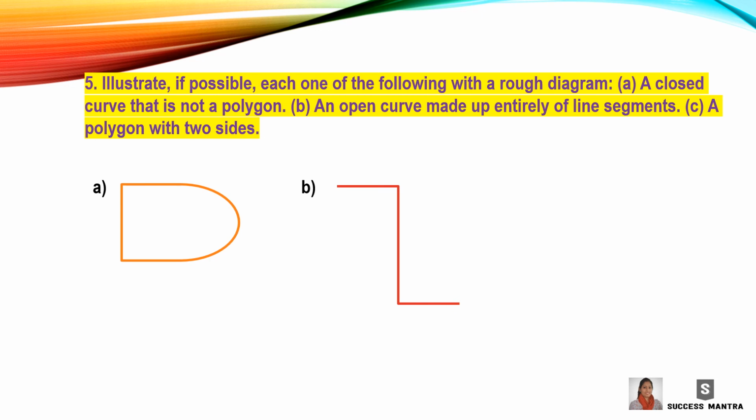Now the third question is to draw a polygon with two sides. We know that a polygon cannot be drawn with two sides. It should have a minimum of three sides. So we cannot draw a polygon with two sides.